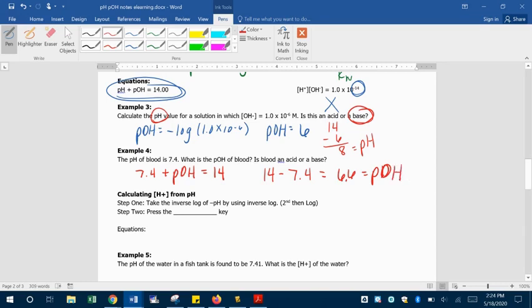And it asks, is blood an acid or a base? Once again, I could either look at my pH or my pOH. This time, because it was asking for pOH, let's look at it. So my pOH is less than 7, which makes blood slightly a base.